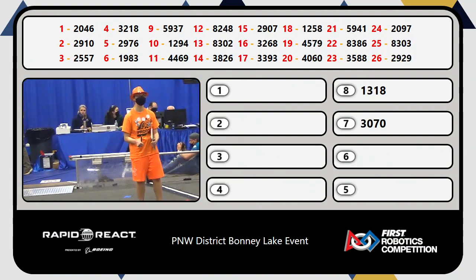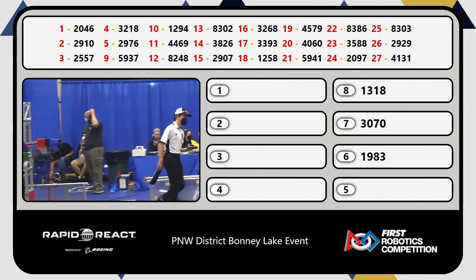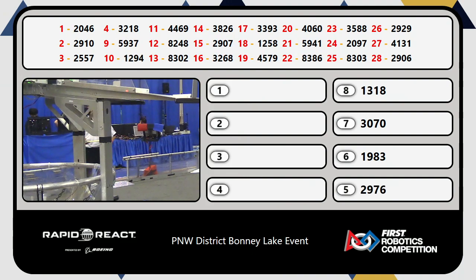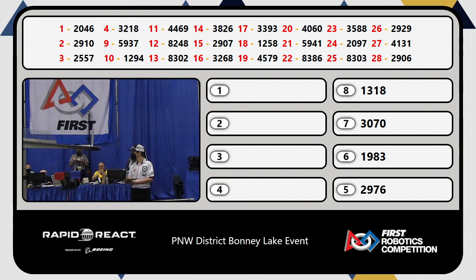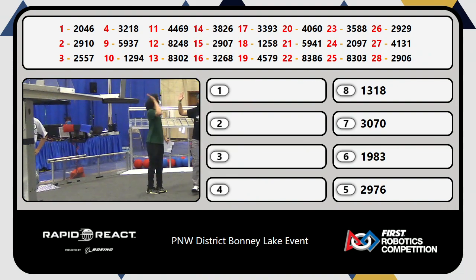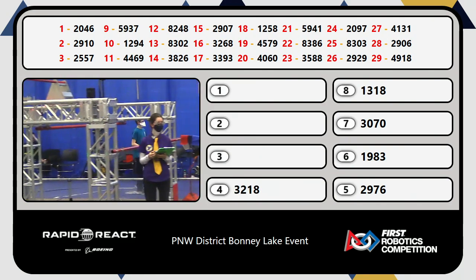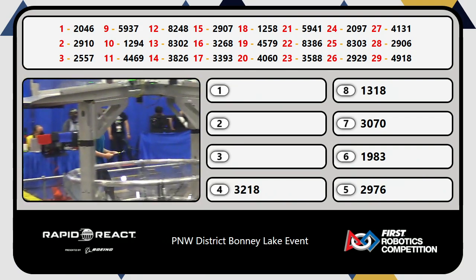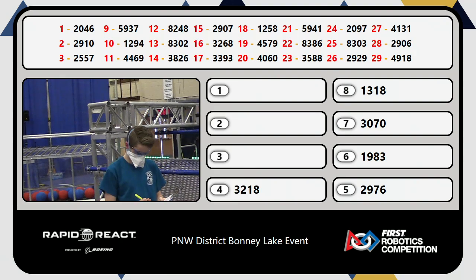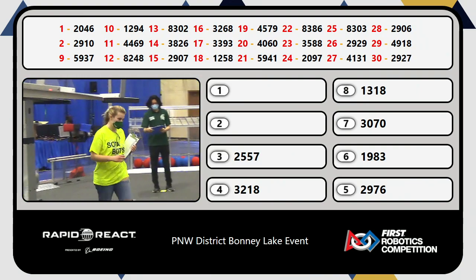And now, your number 6 seeded team. That's 1983. A 4-H team from Seattle, Washington, Skunkworks Robotics. And your 5th seeded team, 2976. From Sammamish, Washington and Skyline High School, the Spartabots. All right, your number 4 seeded team, 3218. From right here at Bonney Lake High School in Bonney Lake, Washington, Panther Robotics. And your number 3 seeded team, please welcome 2557. From the Industrial Design, Engineering, and Art High School and the Science and Math Institute in Tacoma, the Sodabots.